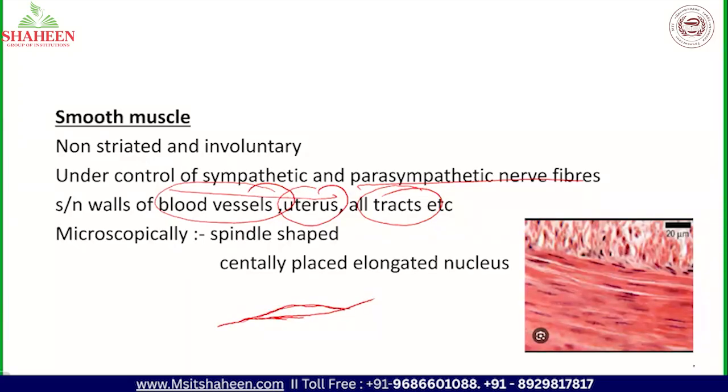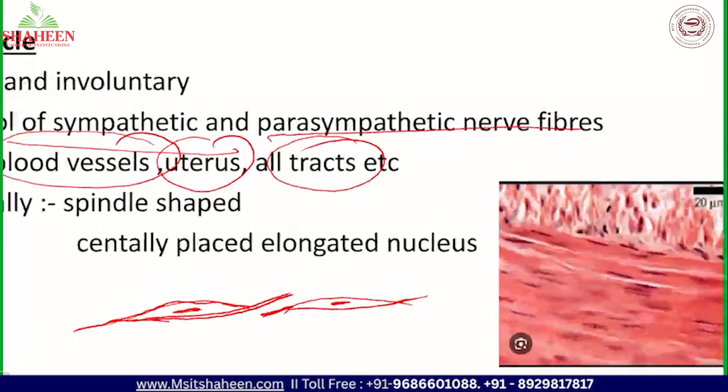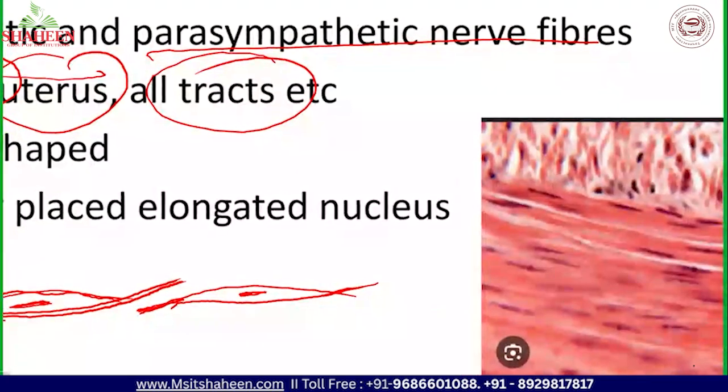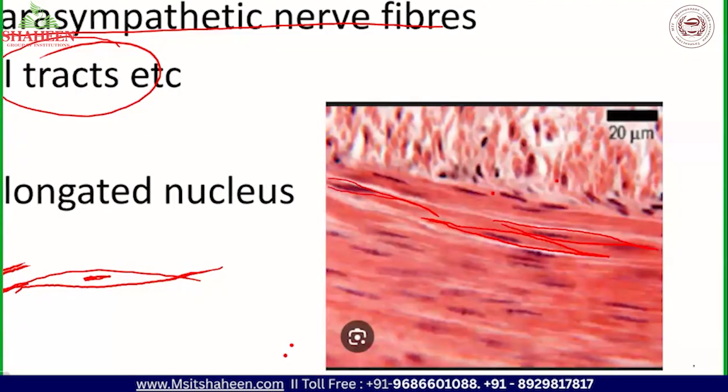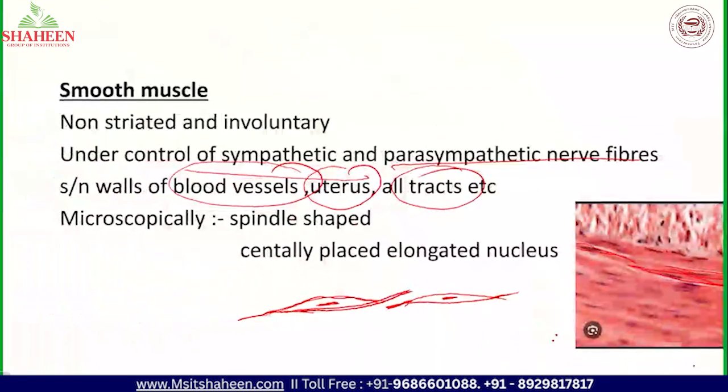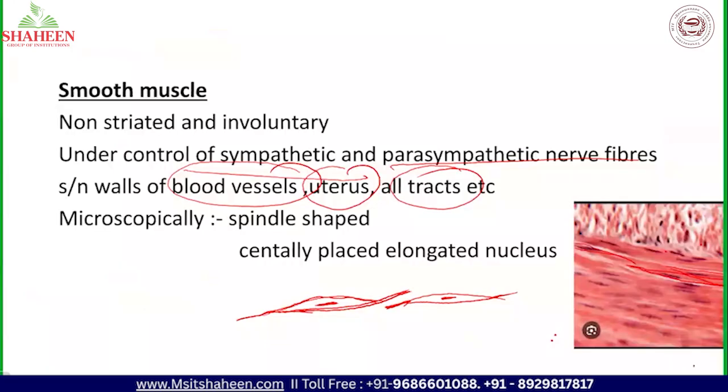So this is a single smooth muscle cell with a centrally placed elongated nucleus. You can see a spindle-shaped cell with a centrally placed elongated nucleus. Here you can see the smooth muscles. This is a single spindle-shaped cell with an elongated nucleus. That is a smooth muscle. They are non-striated and involuntary in function.